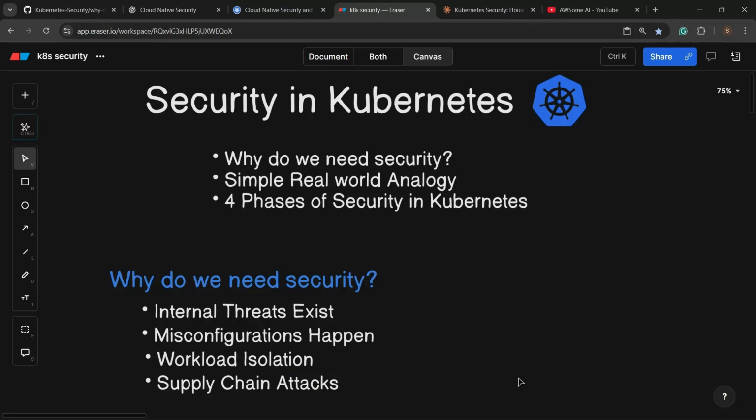So let's get started. We'll start by understanding why we need security. We'll understand a real world analogy by comparing with our understanding, and then we'll understand the four phases of security in Kubernetes.